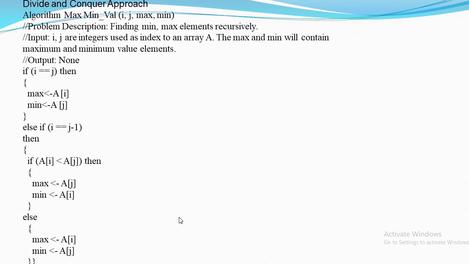So the algorithm mainly finds the maximum and minimum numbers recursively. The inputs are integers used to index the array. Max and min contain the maximum and minimum values. If i equals j, it contains a single element, so max is equal to a[i] and min is equal to a[j]. Else if i equals j minus 1, there are two elements here, so we compare the two elements. If a[i] is less than a[j], then max is equal to a[j] and min is equal to a[i]. Suppose the condition is false, we move to the else part: max is equal to a[i] and min is equal to a[j].